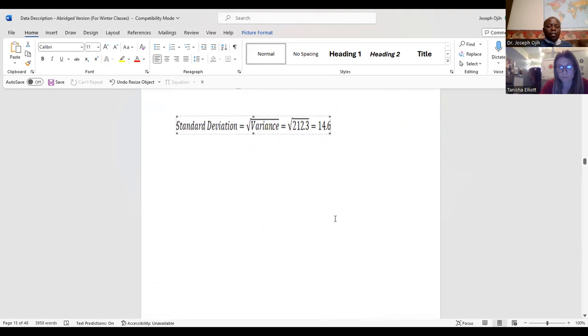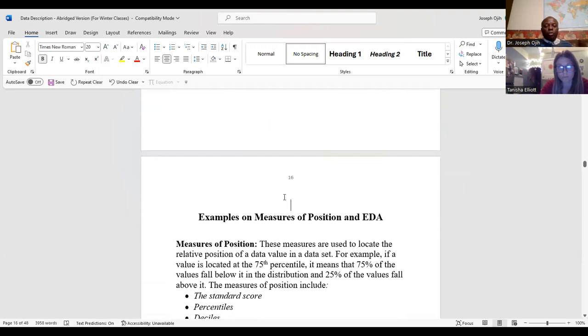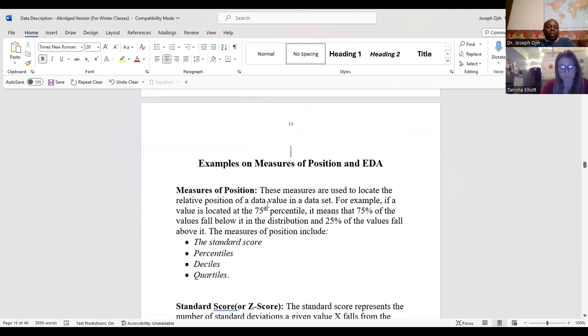All right, good, excellent. Now we can move to the next concept, which is the measures of position. The measures of position are used to locate the relative position of a data value in a data set. For example, percentile. I know you are familiar with percentile. If your credit score falls on the 75th percentile, it means your credit score is better than 75% of all Americans. Same thing with grades. It shows the position.